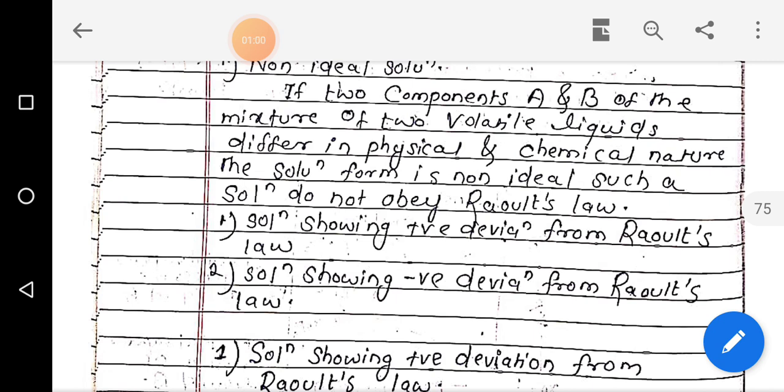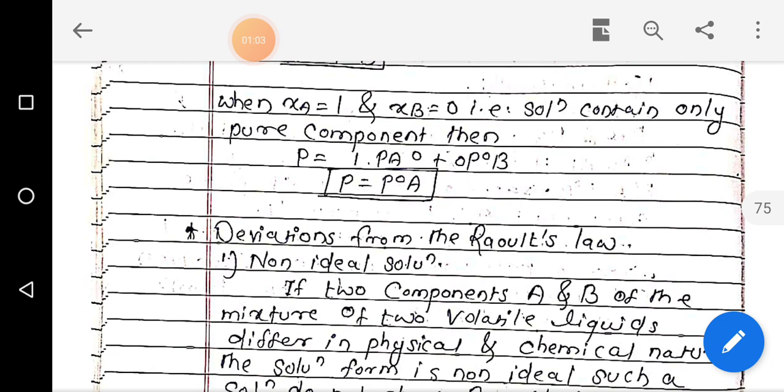So friends, in the last lecture we studied the concept of P, which means the partial vapor pressure of the components. P dash A means the vapor pressure of pure A, and XA, which we used in the last lecture, means the mole fraction of that particular component A, and XB is the mole fraction of component B.